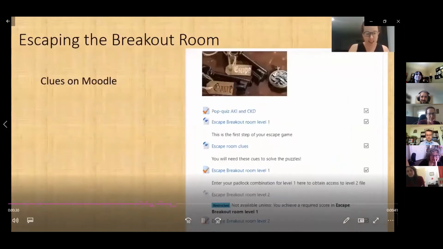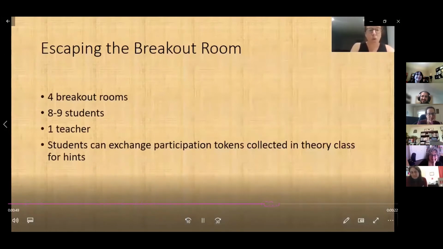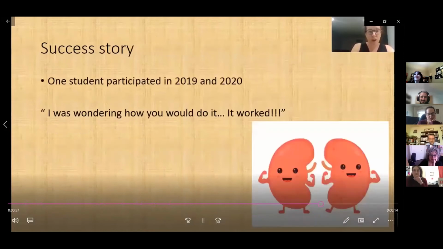I used a combination of activities on Moodle and breakout rooms on Zoom. The students needed to open a document containing clues on Moodle and work in a team via Zoom to solve the puzzles. Once they felt they had the correct padlock code, they entered it on Moodle. A good answer made the next level available to them. For this 2020 cohort, we had 4 breakout rooms, 8 to 9 students and 1 teacher in each, and the students were able to exchange their participation tokens for hints to solve the puzzles. I was really wondering if this activity worked, and one student that participated both in 2019 and 2020 came to me at the end of the Zoom and said, Karine, it really worked.